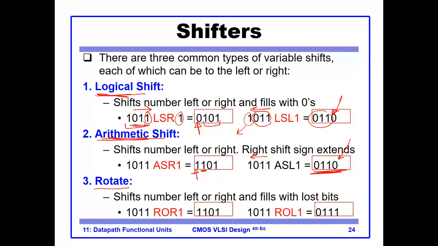In terms of rotating, the data is being rotated around the shifter, so we don't have a bit which is shifted out. When we rotate like so, this bit comes and sits right here, and this is the new value of the shifter. Similarly, when we rotate to the left, this bit comes and sits here, and then you can see that I have 0111, which I have right here. So this is a quick review of the logical shift, arithmetic shift, and rotate, which we used to do in programming languages, and now we'll take a look at the hardware which creates those operations.